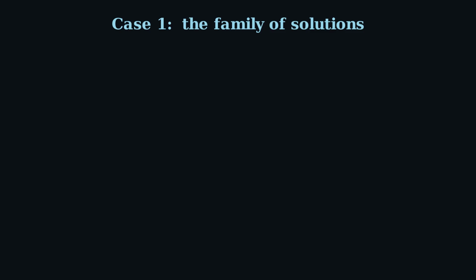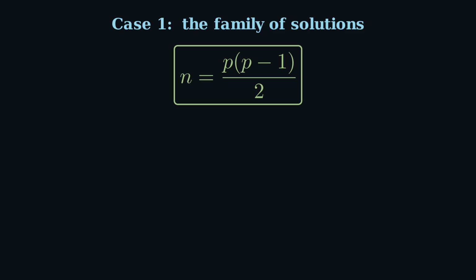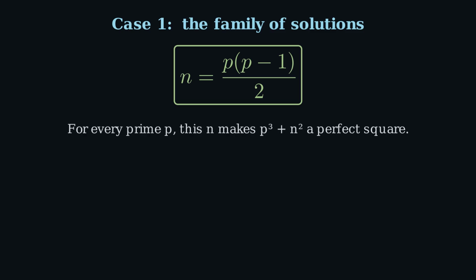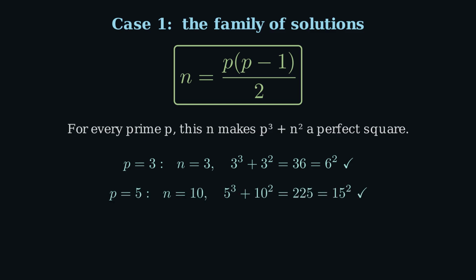So for a given p, and we're doing this a little bit backwards since we're finding n from a p now, if we have n equals p times p minus 1 over 2, then our expression up there should be a perfect square. And you can test this and see that that will always be true. So if you pick a prime number p, put it into this expression for n, then p cubed plus n squared will result in a perfect square.